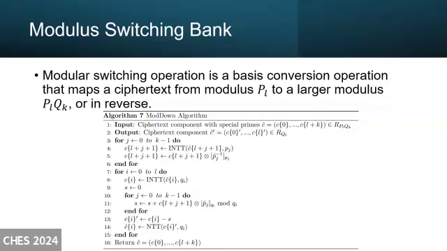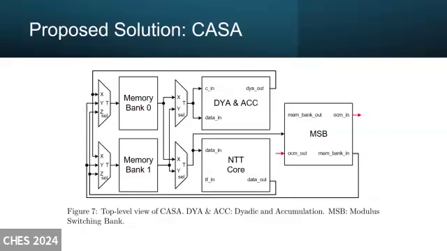Apart from that, we also needed to design a modulus switching bank, because CKKS involves multiple modulus values. Between different modulus values, you have to switch them. This is one of the examples. It's mod down. The algorithm is shown up here. Anyway, the whole structure is shown up here.